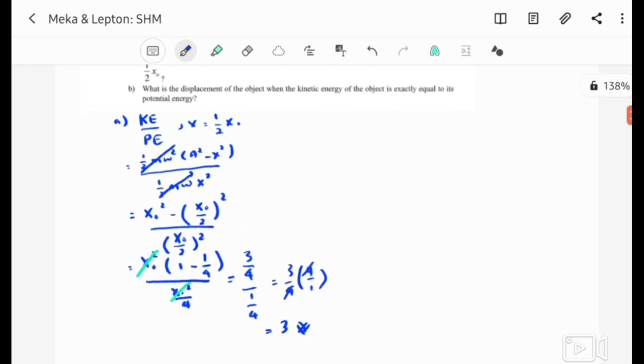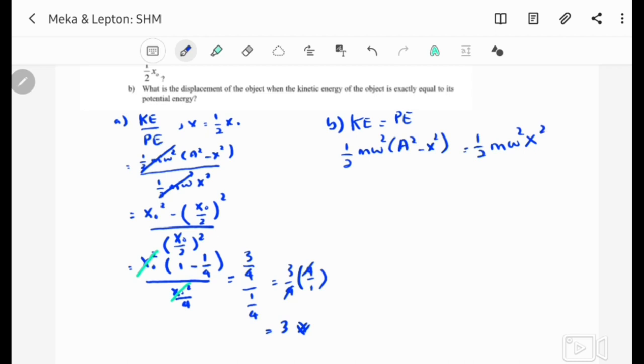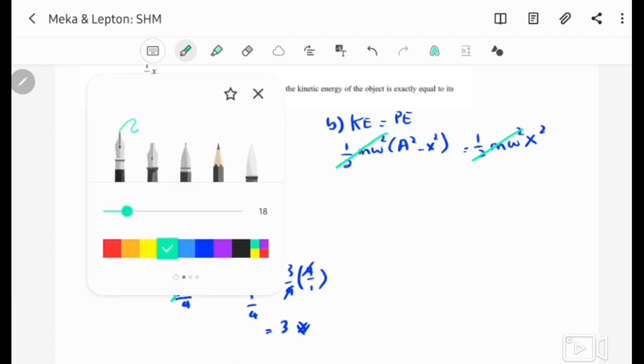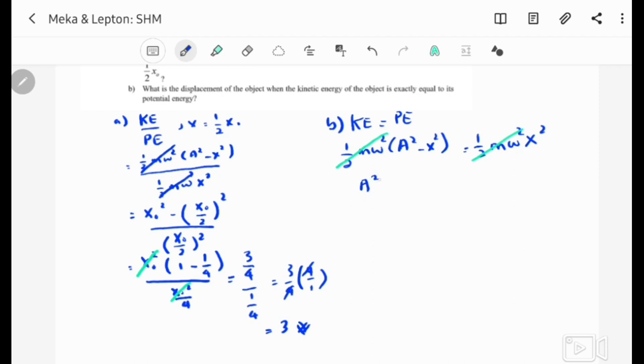For question B, what is the displacement of the object when kinetic energy is exactly equal to the potential energy? Kinetic energy is half m omega square (a square minus x square). Potential energy is half m omega square x square. We cancel half m omega square left and right. So our equation becomes a square minus x square equal to x square. So a square equal to 2x square.